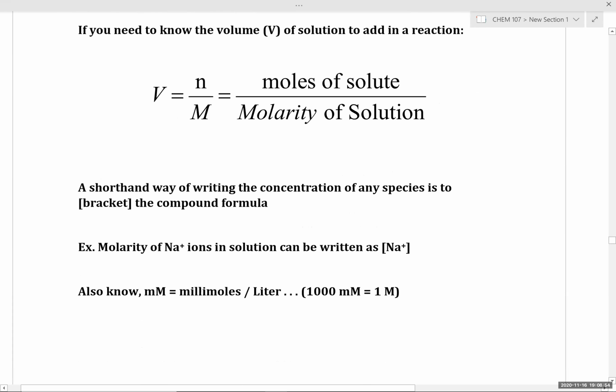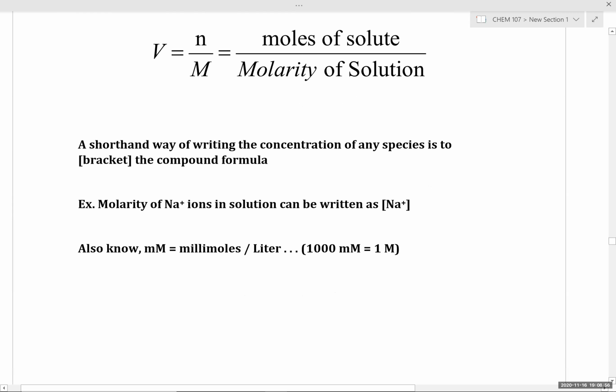Okay, now a shorthand way of writing concentration is to put a bracket around the compound formula. So for example, the molarity of sodium ions would be written as Na+ in brackets. So anytime you see these brackets, that's a sign of concentration, and more specifically, a sign that you're referring to molarity.